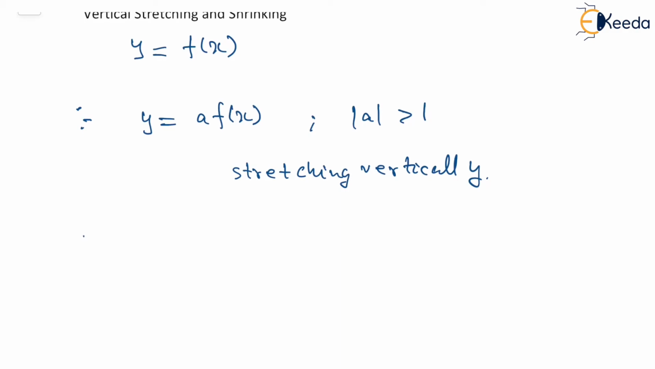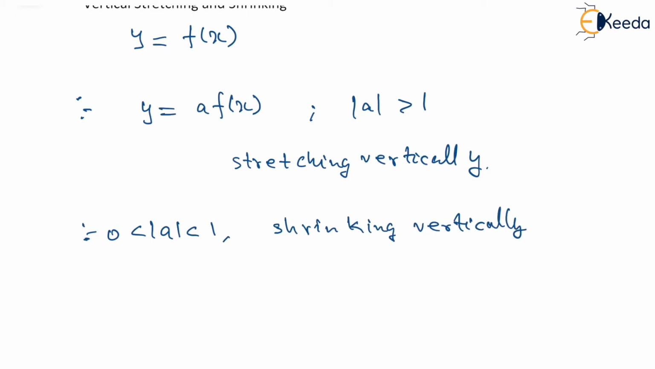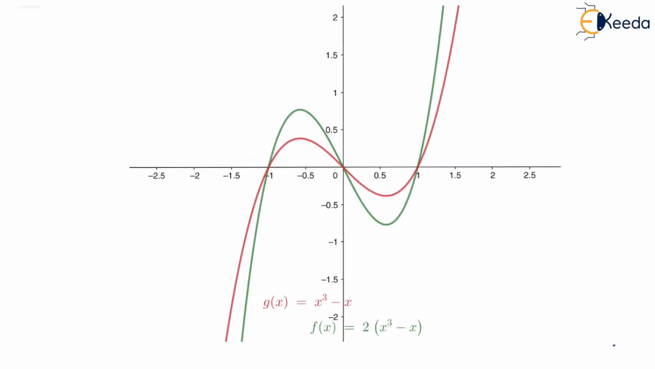Whereas if mod a is lying between 0 and 1, in that case we can expect there will be a shrinking in the vertical sense. That means the respective values of y for x will get reduced by that factor. And in such cases, we may not see any change in the roots of the graph. So let us try to understand this with the help of a graph here.